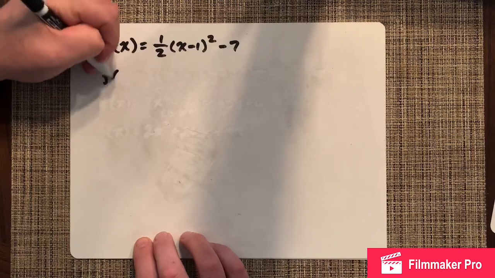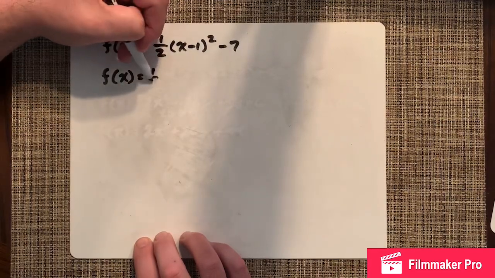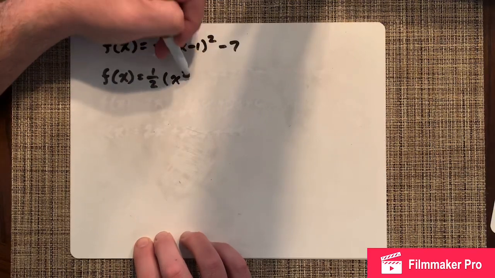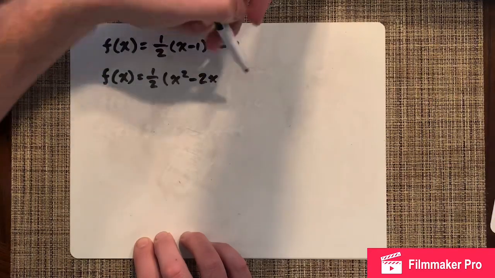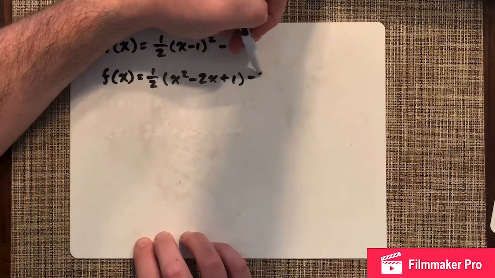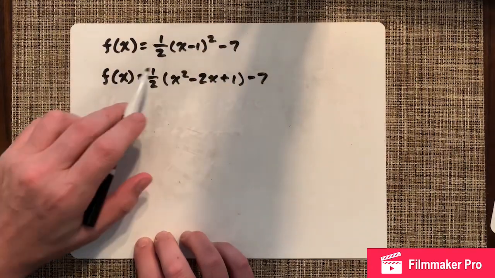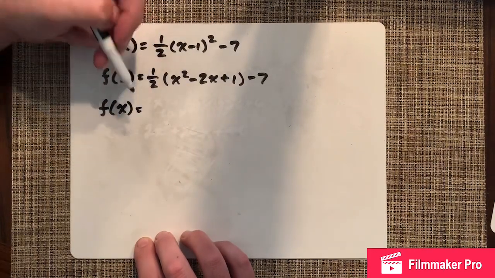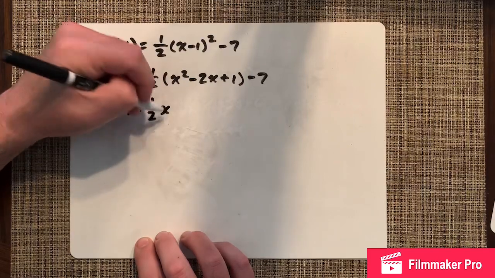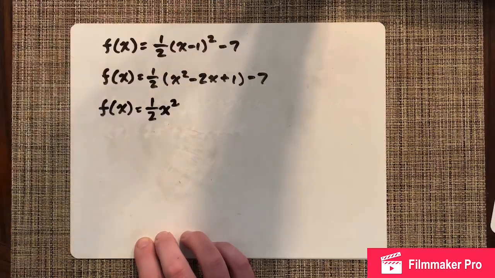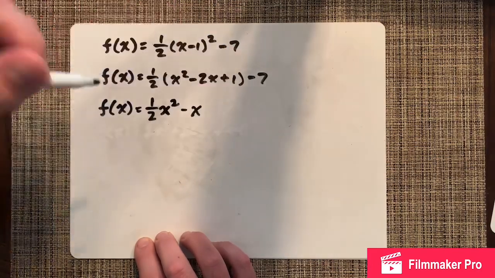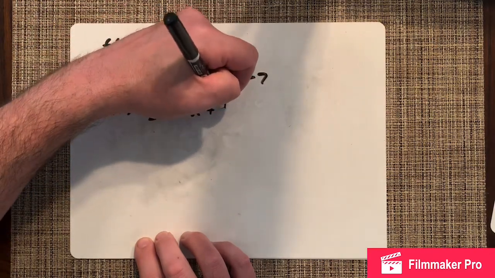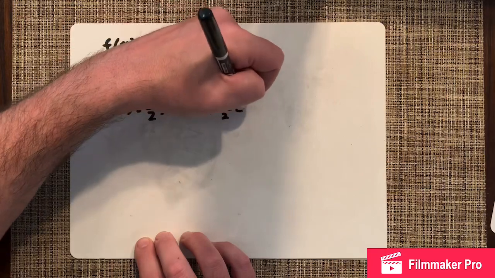All right, let's expand it. f of x is equal to 1/2 times (x minus 1 times another x minus 1), which is x squared minus 2x plus 1, minus 7. Now I'm going to distribute the 1/2 to all three of these terms. And now I have 1/2 x squared, 1/2 times -2 is just -x, 1/2 times 1 is just plus 1/2, and then minus 7 at the end.